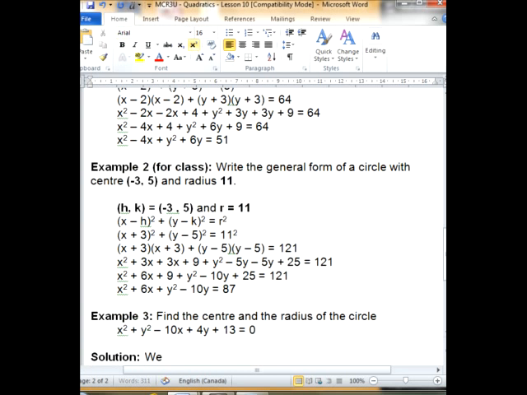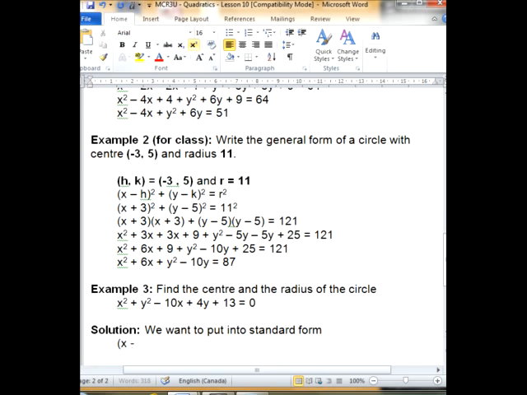Solution. We want to put it into standard form, which is x minus h squared plus y minus k squared equals r squared. Now, what does this sort of look like? Well, the x minus h squared looks like what? And I think Hannah Cassidy has the answer. I hear her talking right now. It says it looks sort of like vertex form. How do we get things into vertex form? Yeah, we're going to complete the square.